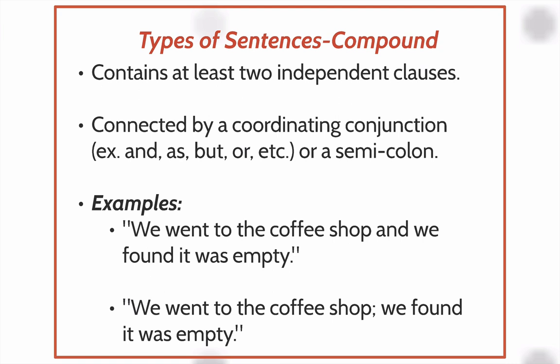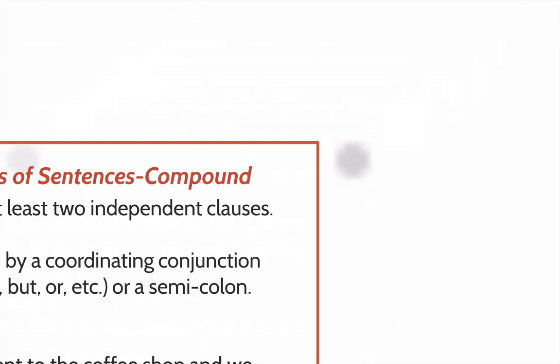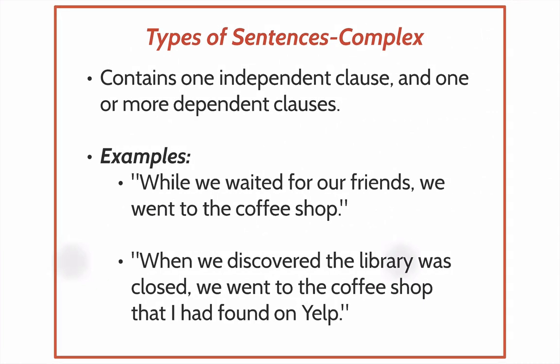We went to the coffee shop; we found it was empty. Those are independent clauses, they're related, and we put that semicolon in there to connect them in a single sentence. So that's a compound sentence. A complex sentence. Now we're moving into slightly more complex territory. That's going to contain one independent clause and one or more dependent clauses.